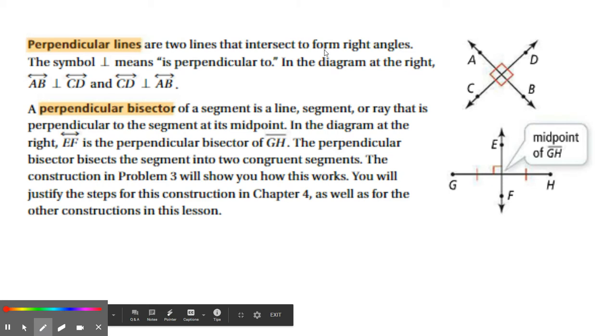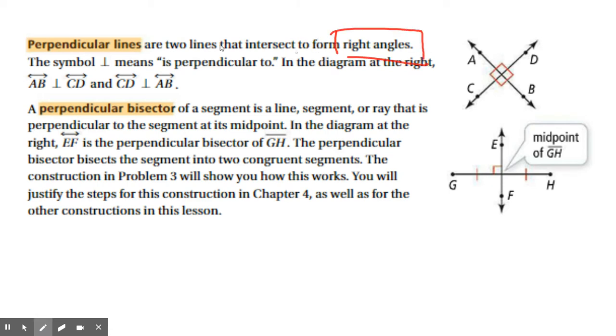Perpendicular lines are two lines that intersect to form right angles. This is the symbol. So in this picture here, we have line AD perpendicular to line CD. So all four of these angles, 1, 2, 3, 4, are right angles.